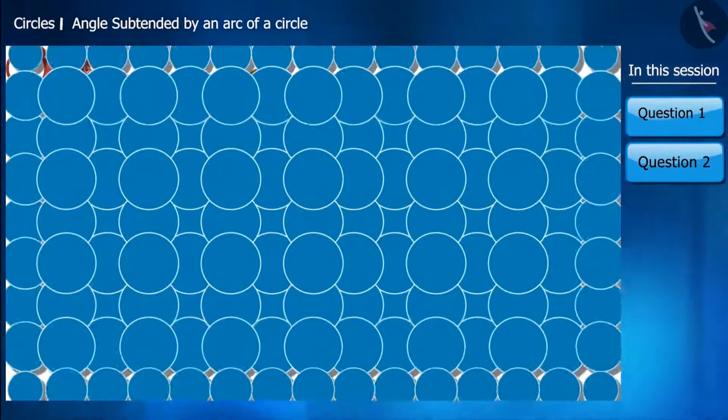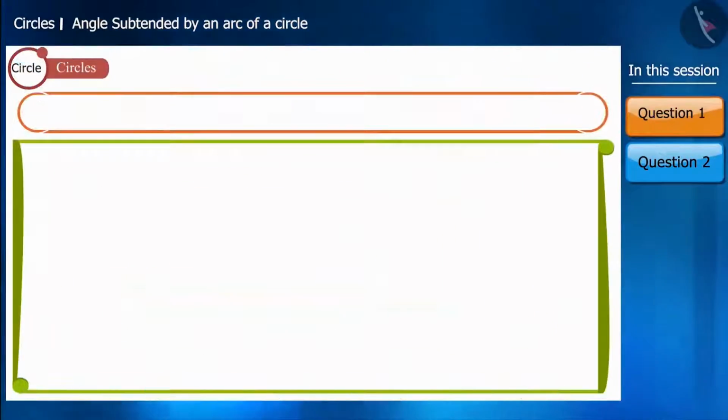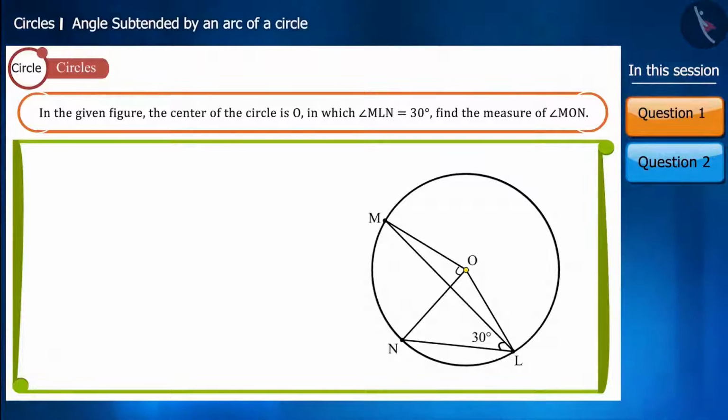Let's start with the first question. In the given figure, the center of the circle is O and the angle MLN measures 30 degrees. Then find the value of the angle MON.